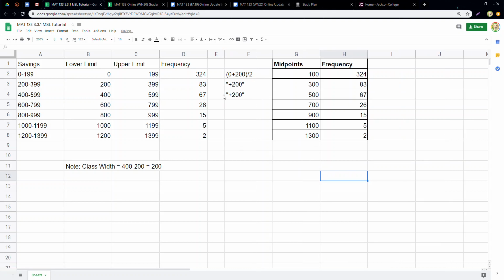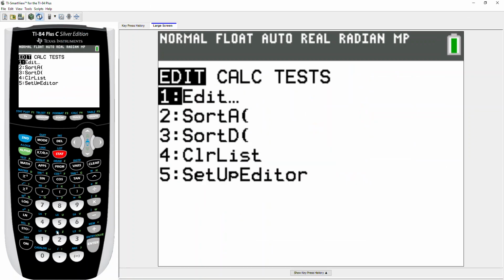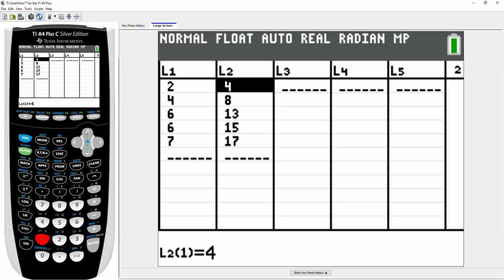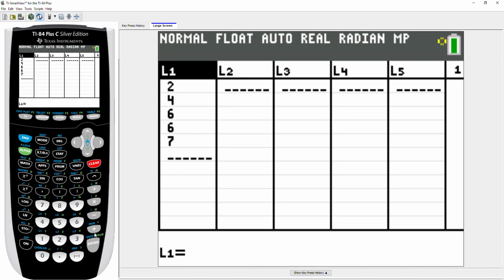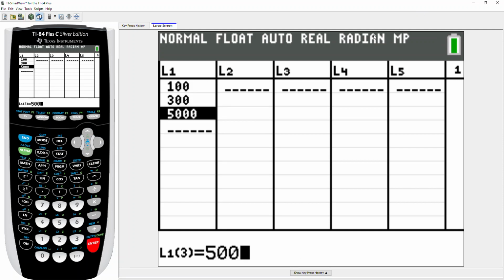Now how am I going to do that? Well, I'm going to use a calculator. So I'm going to go to Stat, the name of the class, it's always assigned. Go to number 1, which is Edit. I'm going to clear out my old data, so go up and press Clear, Enter. And I'm going to type in those midpoints. The first midpoint was 100, the second midpoint was 300, and so on. Whoops, not 5,000, 500.